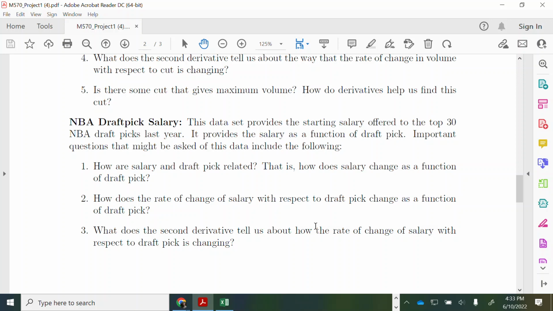So important questions that might be asked of this data include the following. How are salary and draft pick related? That is, how does salary change as a function of draft pick? I mean, obviously, you would think that the first picks would have the highest salaries and that things would go down from there, but is it sort of uniformly down, or how does that work exactly? And then how does the rate of change of salary with respect to draft pick change as a function of draft pick? So how is the first derivative changing? And what does the second derivative tell us about how that rate of change with respect to draft pick is changing itself?